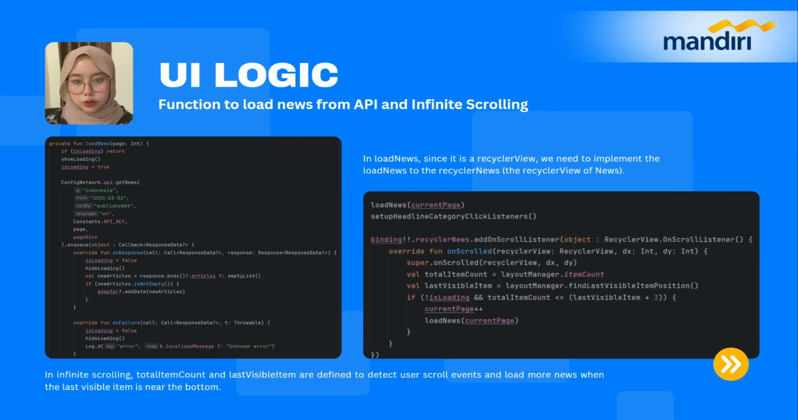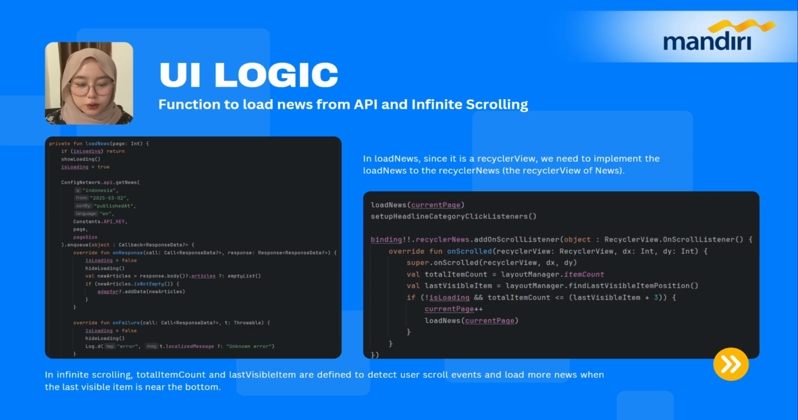Next, we have to create a function to load the news from API and then to have an infinite scrolling. So to have an infinite scrolling, we have to declare two variables. The first one is the total item count and then the last visible item. These variables are used to detect the user's scroll events and then load more news when the last visible item is near the bottom. So the logic is that when the last visible item is near the bottom, the total item count will be added, and then we can see the next page items.